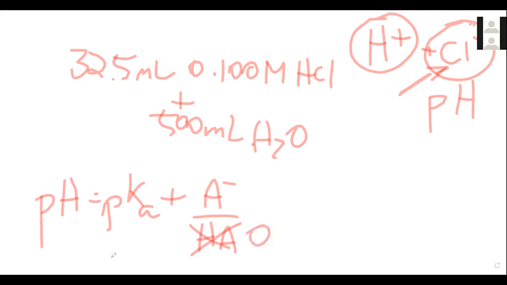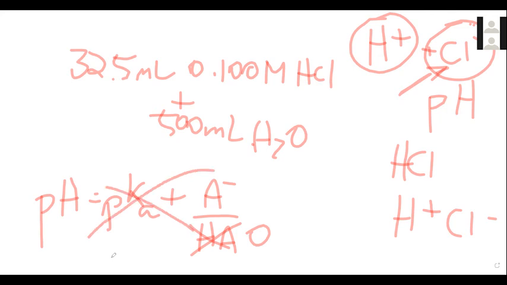So when I dilute HCl in water, there isn't any HCl. There's only H plus and Cl minus because it's a strong acid. So this doesn't apply because it's not in equilibrium. That only applies to weak acids.